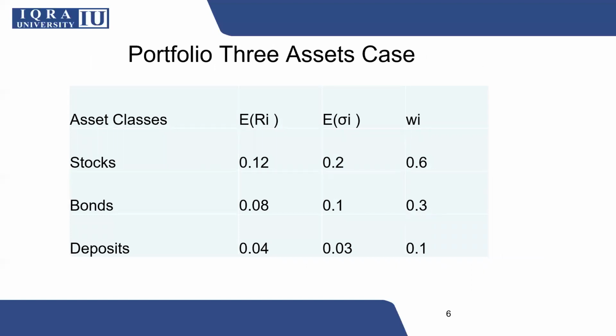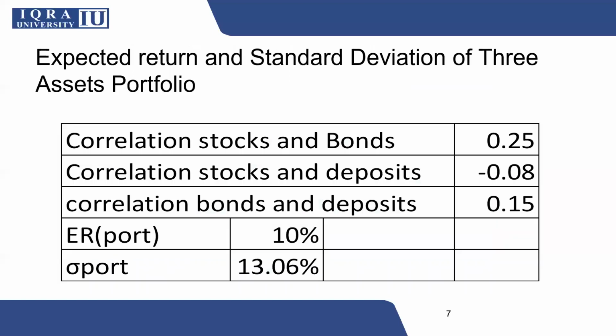Now in this example, I took three assets, their returns and standard deviation, as well as weight of investment, as we have already calculated these things in the previous slide. And on this slide, I work to show you that if we have three assets, then we can calculate three correlations between pairs, and then by applying the formula, we can calculate portfolio return and standard deviation.